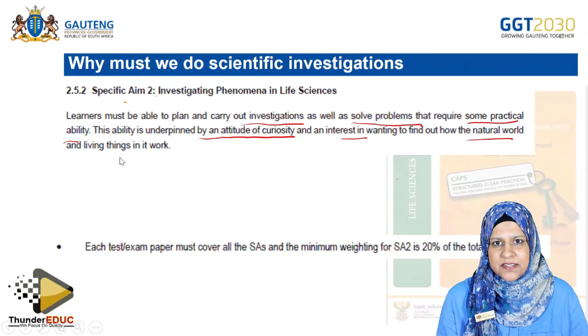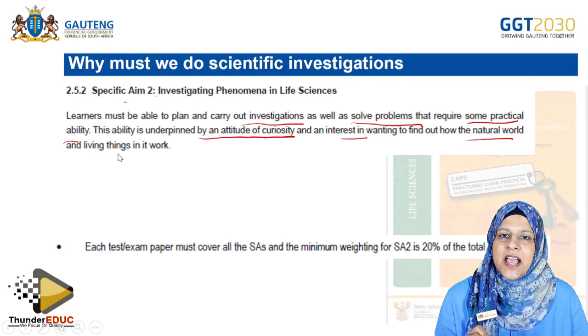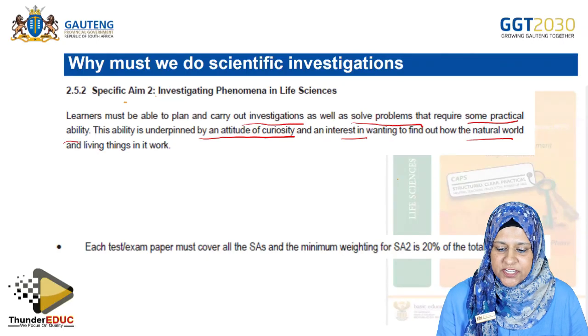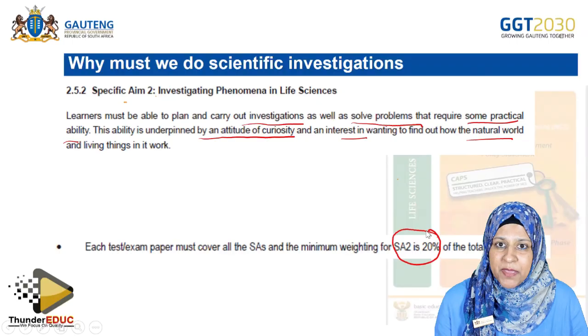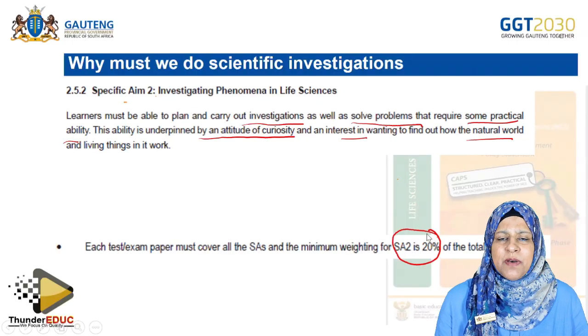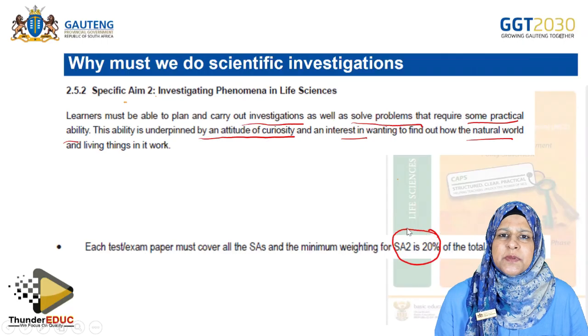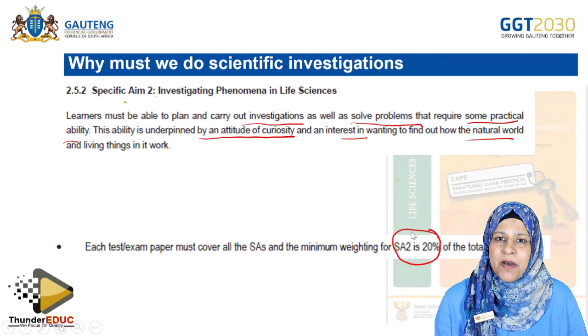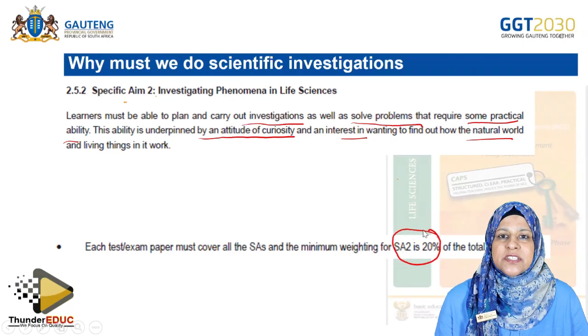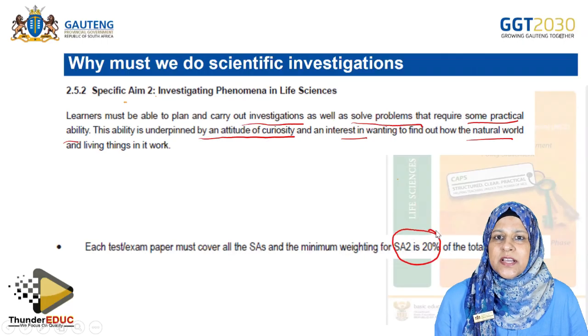Now, every test and every exam must have a question on scientific investigations, because the minimum of scientific investigations is approximately 20% of the total paper. So we're looking at approximately 15 marks in every paper that you write, every test, depending on how much the test is out of. So in your final exams, approximately 15 marks for paper 1, 15 marks for paper 2, that is 30 marks that is allocated to scientific investigations. And our learners are not performing well in this topic.